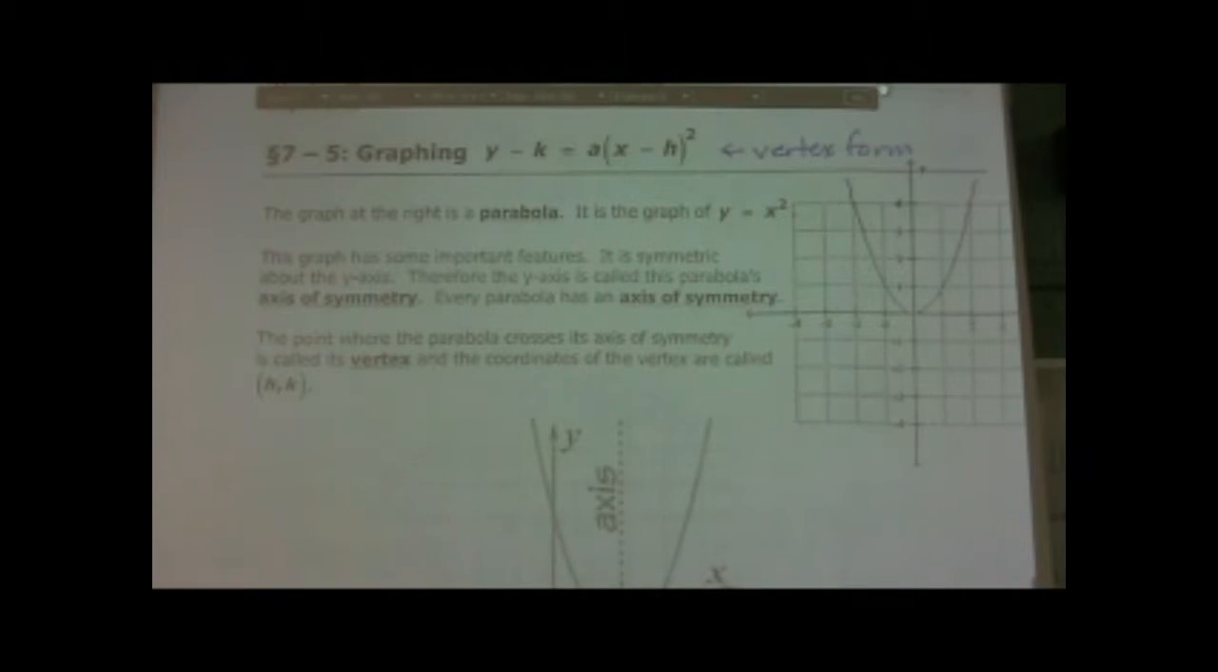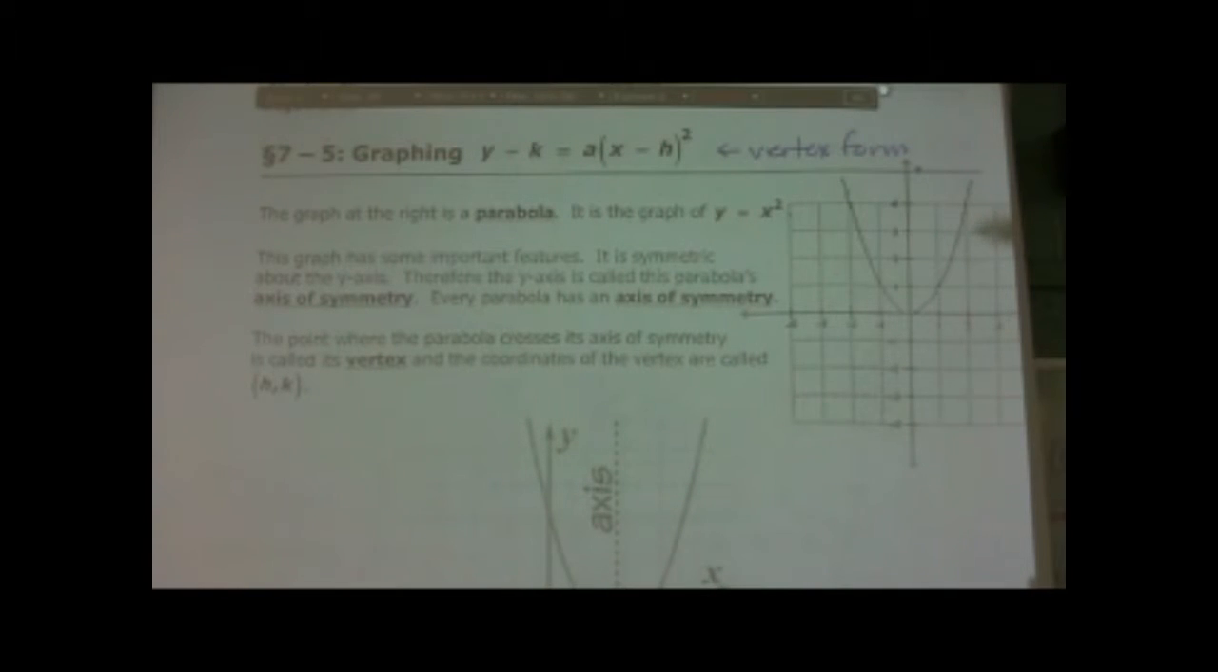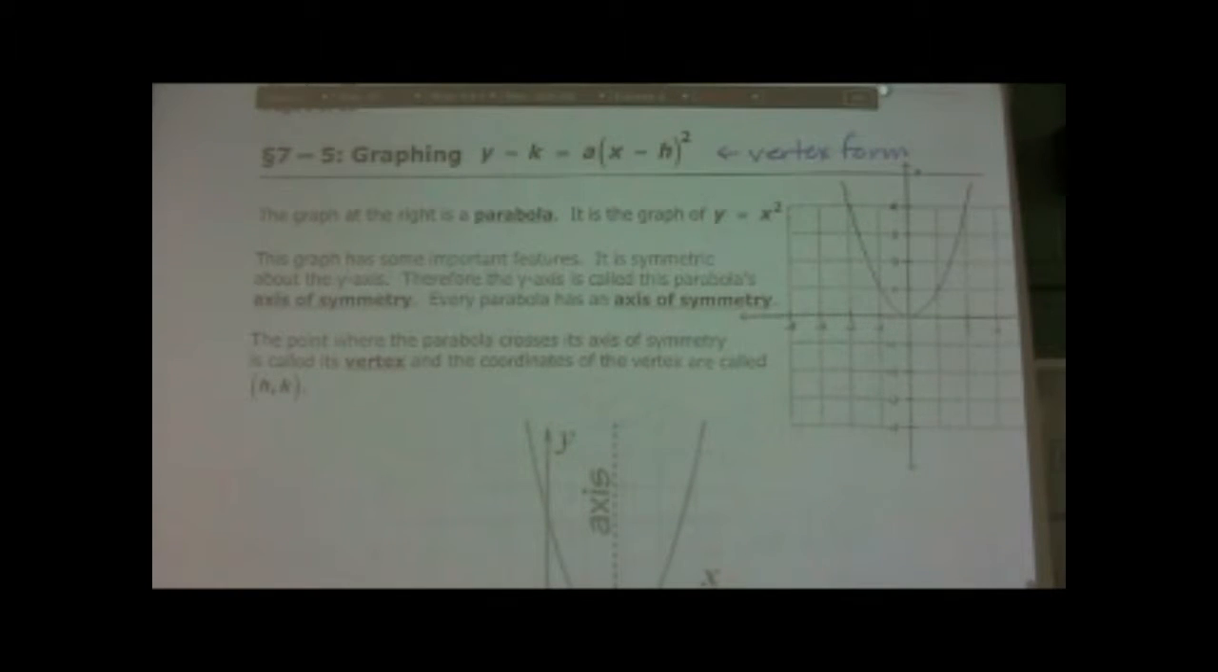First of all, this graph right here is the graph of a parabola. This is a quadratic equation. And what it looks like is a U. Agree? That's all it is. Every quadratic function and every quadratic equation graphs this way. Now, here's the thing though.